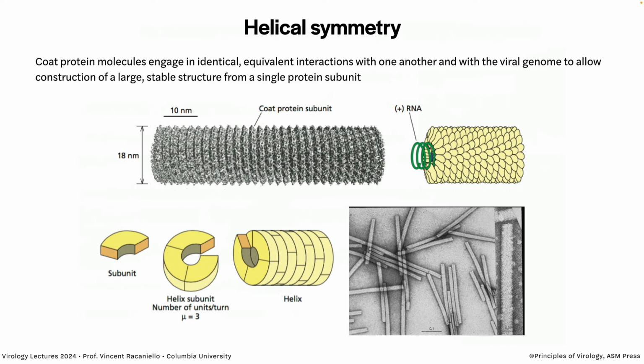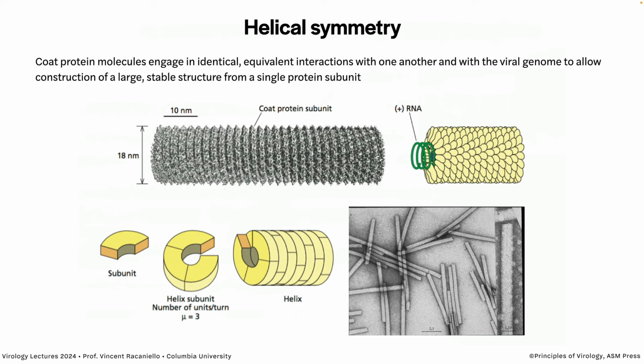The RNA is shown in green, and it's coiled in a helix-like structure. And these coat proteins are bound to it. And you can see there are interactions among the coat proteins and also with the RNA. So you end up with a very stable structure, which is shown here. And for tobacco mosaic virus, that's the virus particle. It's just a protein repeated many times bound to the RNA.